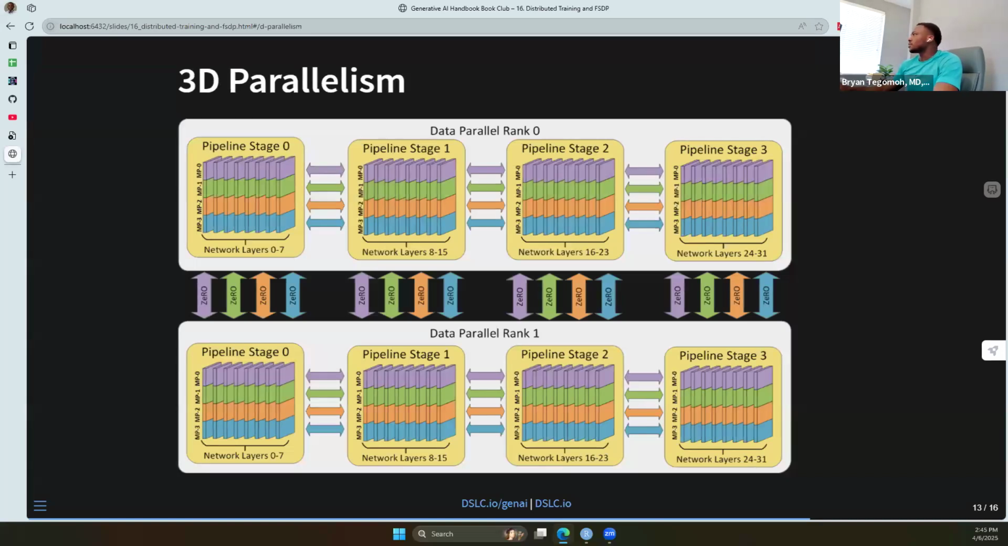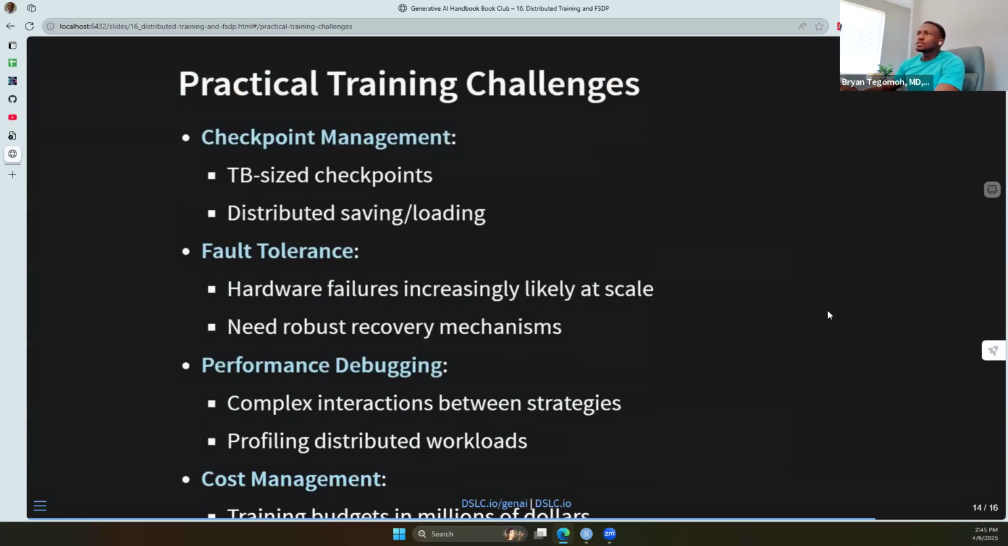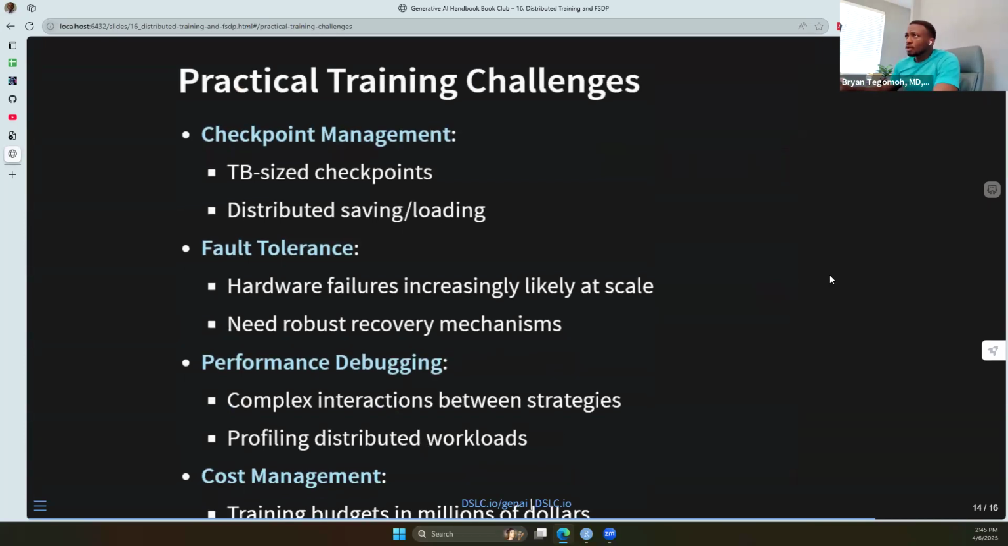That helps us, so the goal here is to demonstrate the integration of all the different types of parallelism methods. That helps us to achieve very high and efficient large scale training overall. So different approaches here, different methods, different frameworks that are helpful.